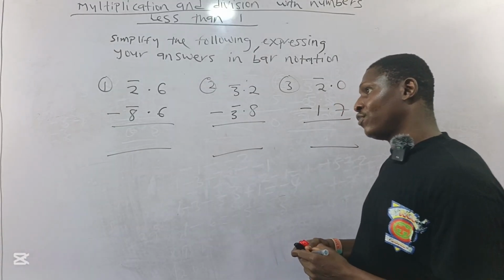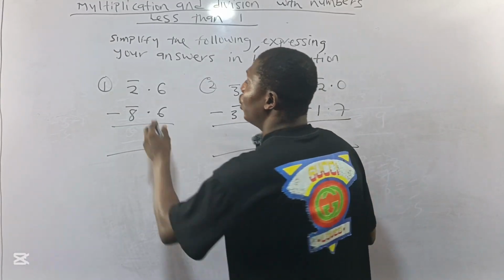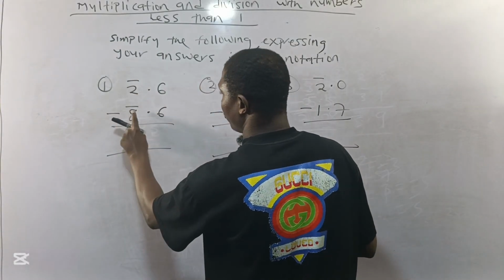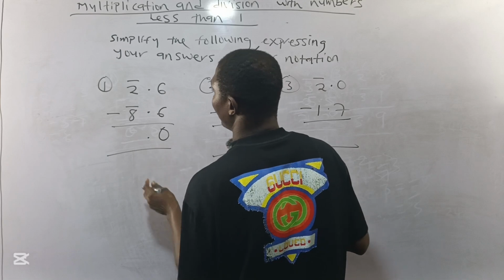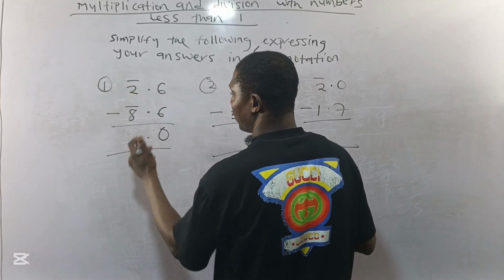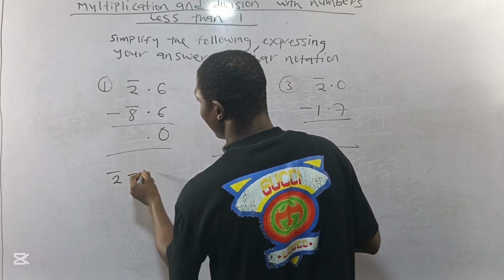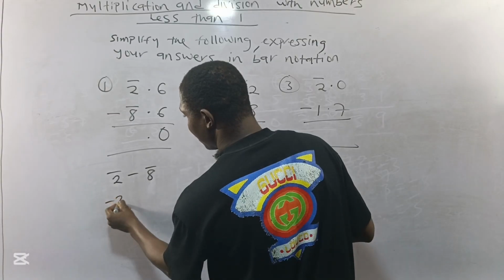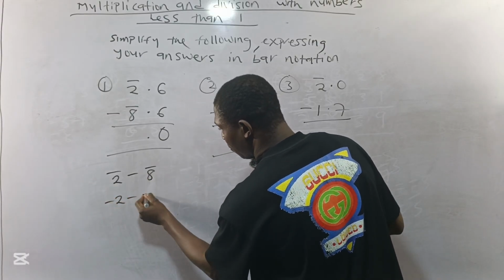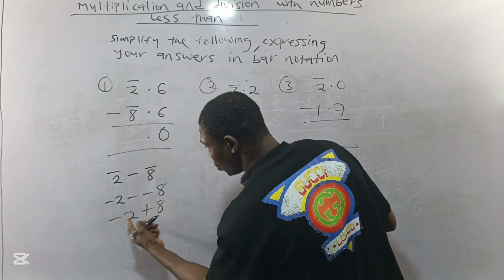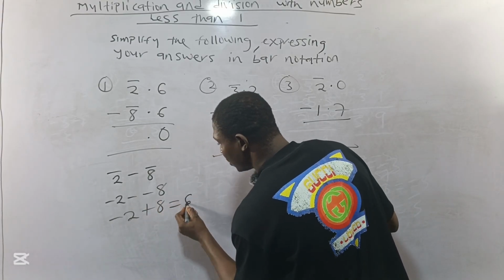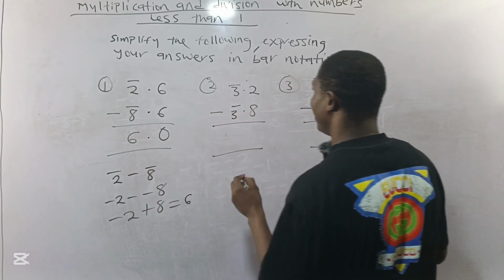We have 3 other sets of questions that we have to simplify. We have bar 2.6 minus bar 8.6. 6 minus 6 is 0. Point. Bar 2 minus bar 8 is the same as saying minus 2 minus minus 8, giving me minus 2 plus 8. Minus minus is plus. Minus 2 plus 8 will then give me 6. So this is 6.0 as our answer.